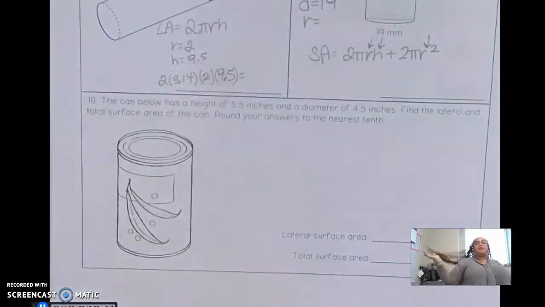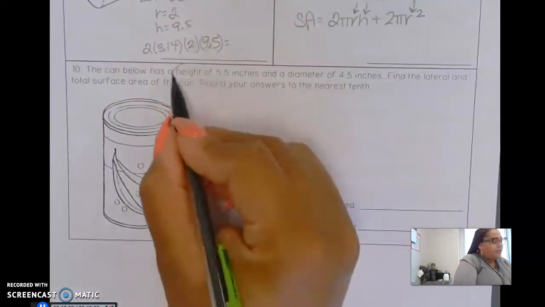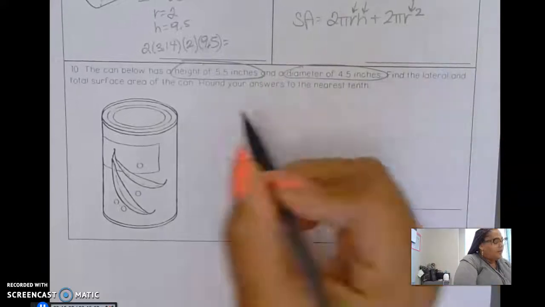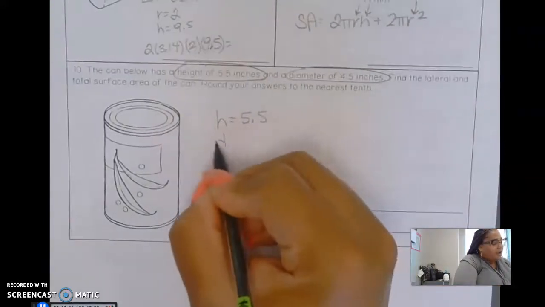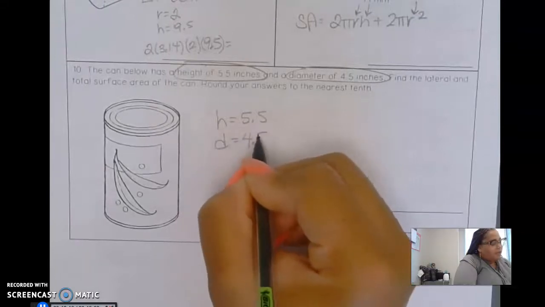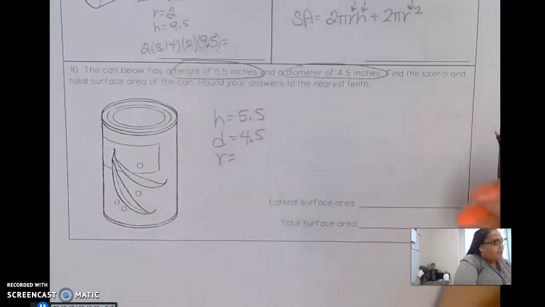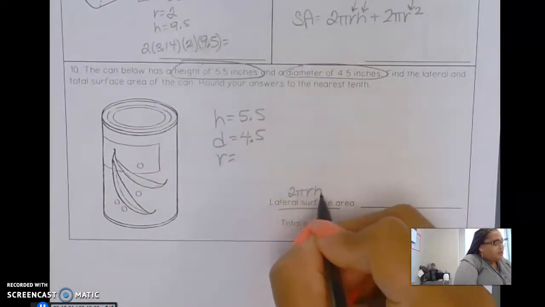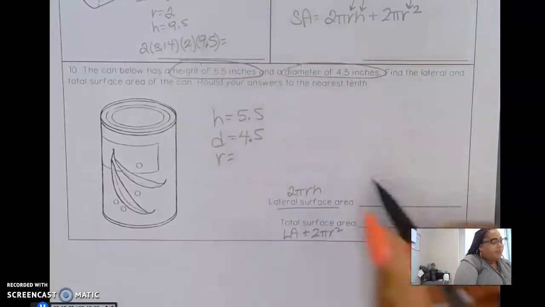All right. Last question, number 10. The can below has a height of 5.5 inches. Whoops, Miss Darling can't read. And a diameter of 4.5 inches. So height is 5.5. Diameter is 4.5. Too bad we don't need the diameter. We need the radius. Then we need to find the lateral surface area, which is 2 pi r h. And then the total surface area, which is the lateral area, plus 2 pi r squared.